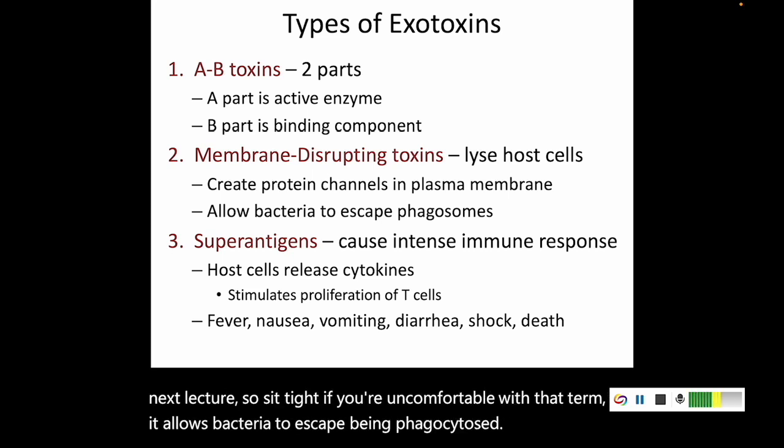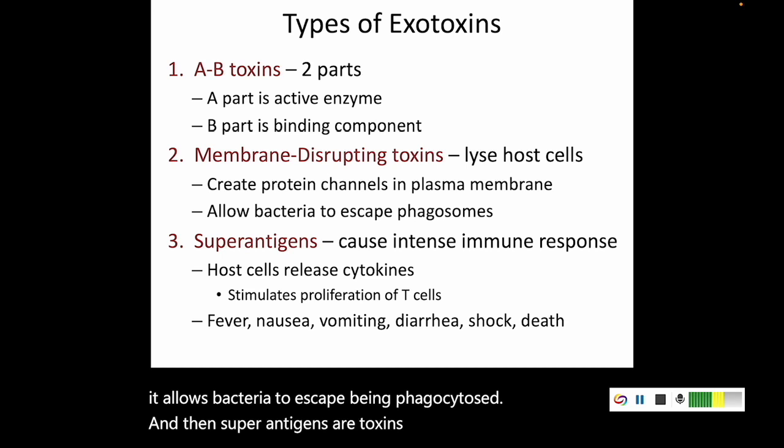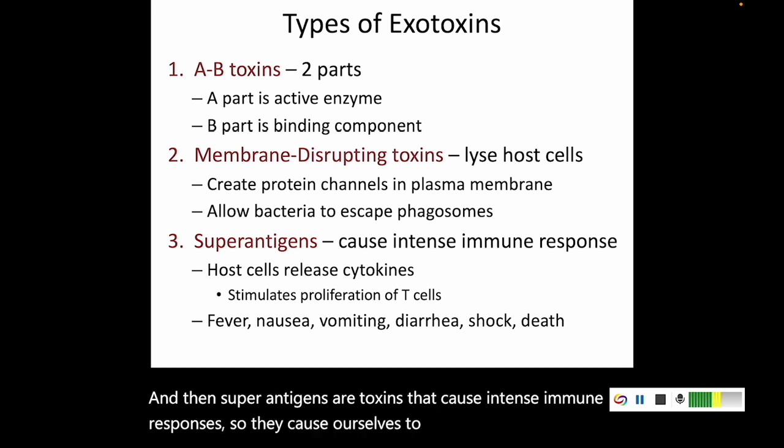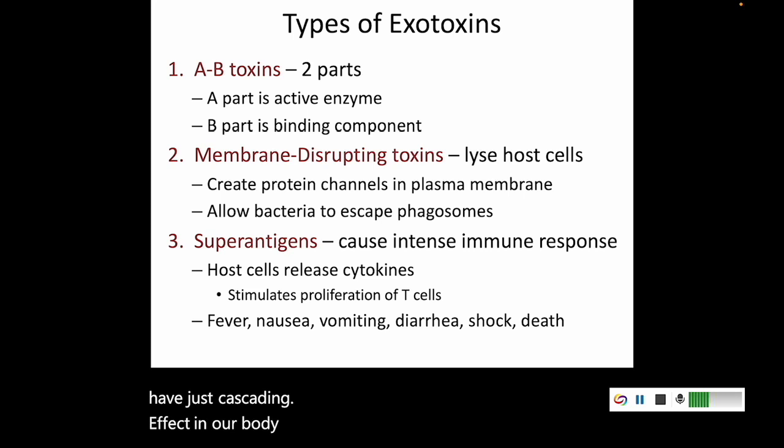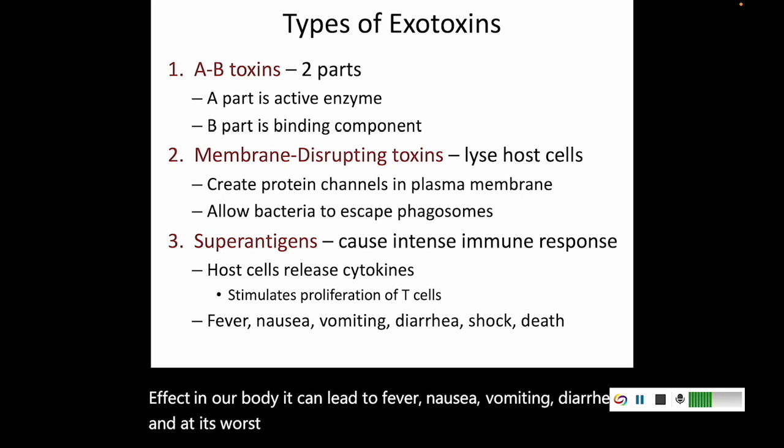And then superantigens are toxins that cause intense immune responses. So they cause our cells to overproduce cytokines and have just a cascading effect in our body. It can lead to fever, nausea, vomiting, diarrhea, and at its worst, shock and death.